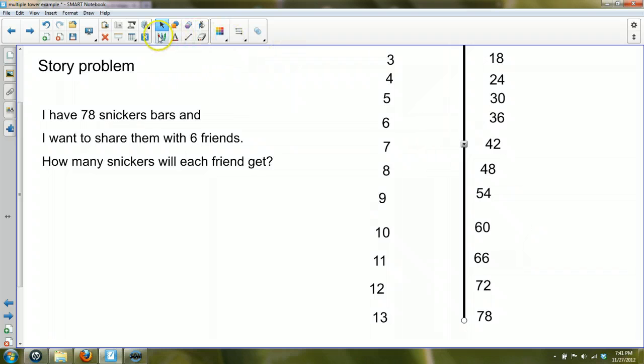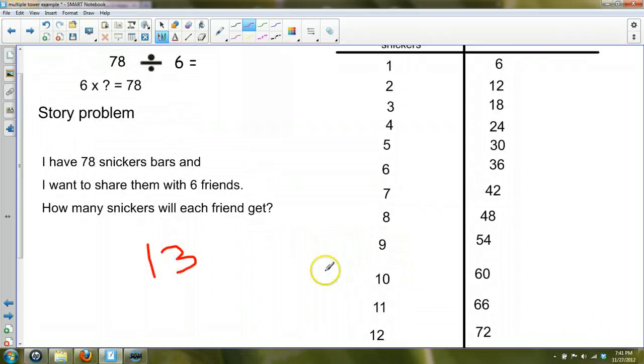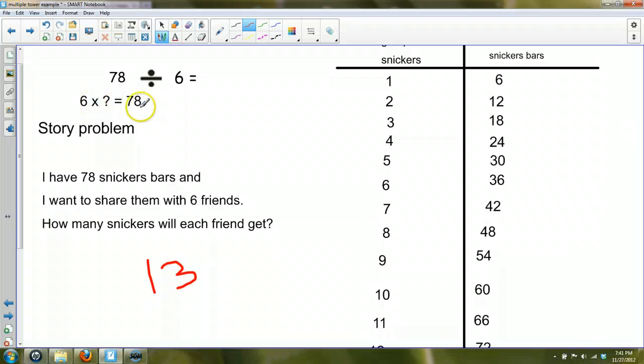So that means if I wanted to share these Snickers bars with 6 friends, how many Snickers bars would they each get? Well, hopefully you're thinking that they're each going to get 13. That would be a nice friend to give your friends 13 Snickers bars. So 13 times 6 equals 78, which means 78 divided by 6 equals 13.